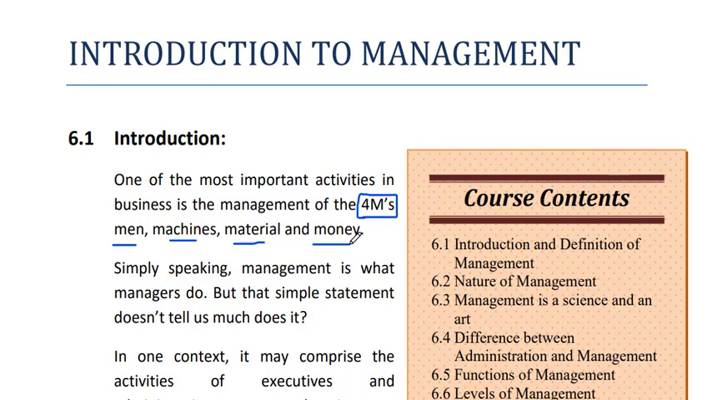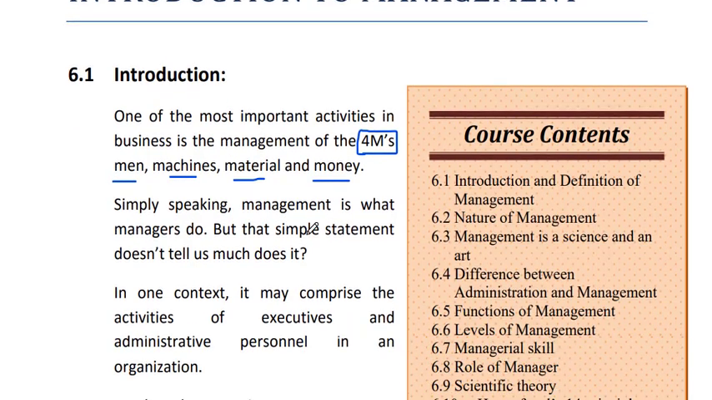So we have to manage these 4M so that we can get the proper product, and also get the benefit from selling the product. This 4M is important in management. We have to manage man, worker, machinery, material and money. They all start with M, so this is called the 4M of management: man, machine, material and money.